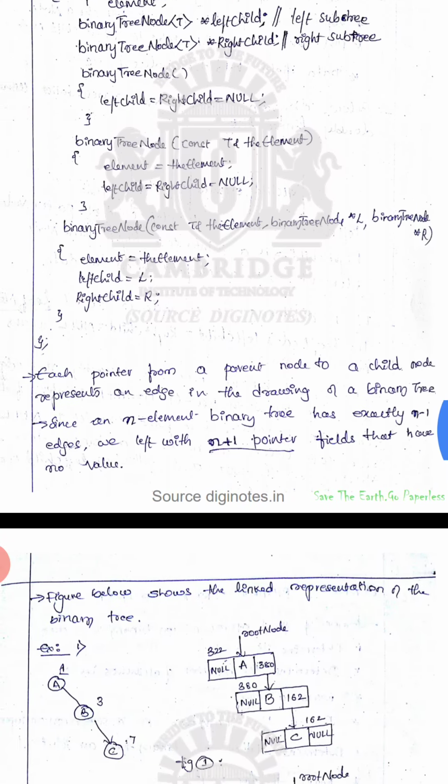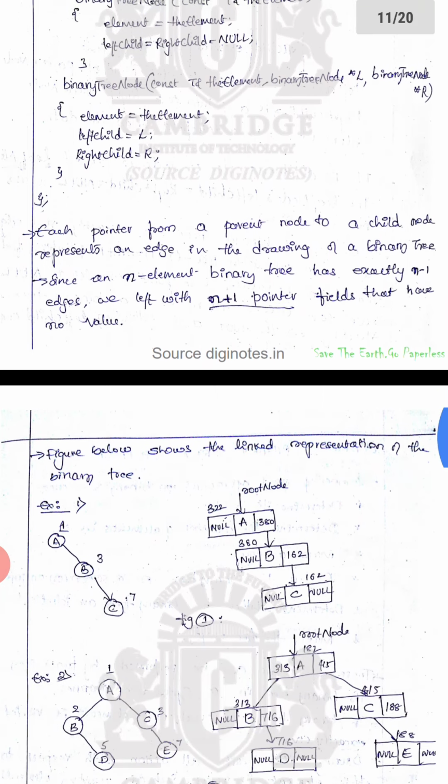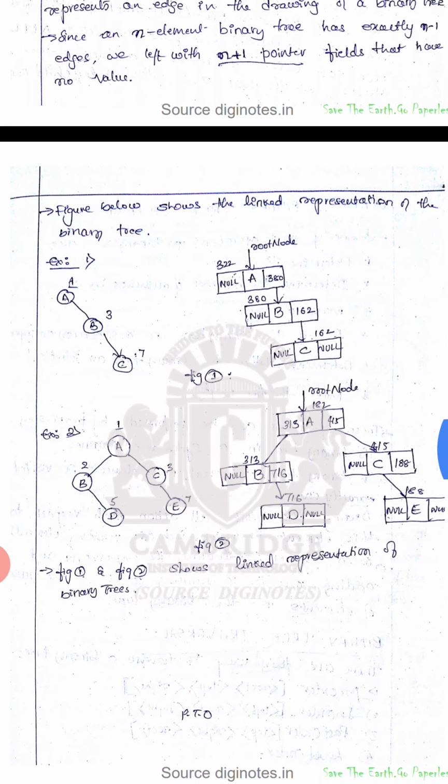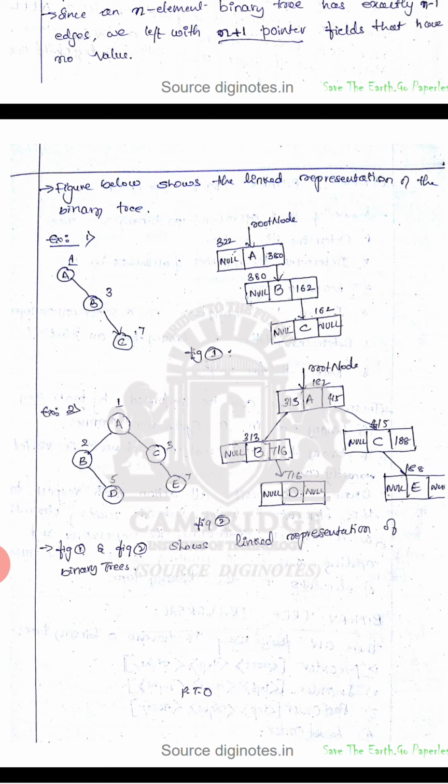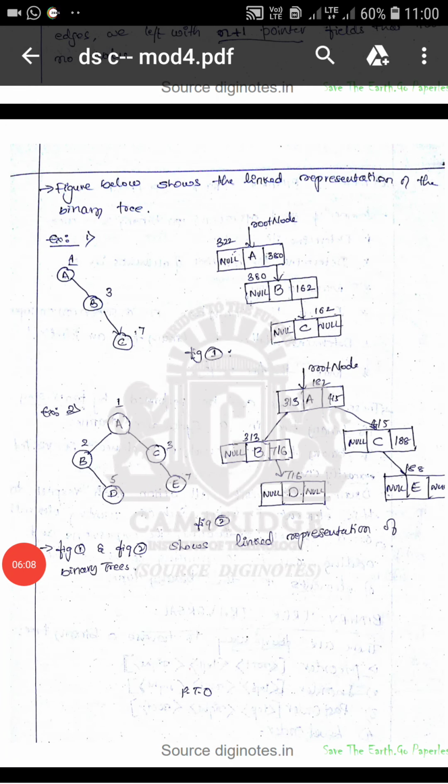If it is divided, then in the next part, element equal to the element, left child equal to L, right child equal to R. So in the below diagram you can see how the trees will be stored. Again, in the first example, in example 1 we can see that we have got only 3 elements, A, B and C.